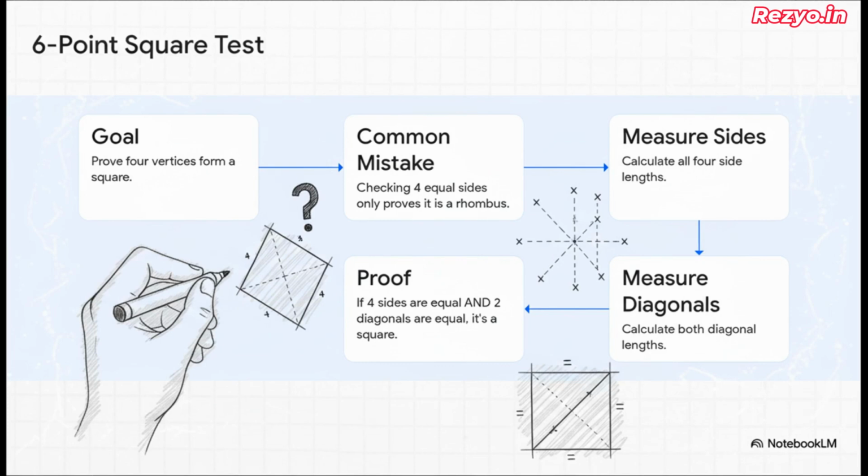So let's put this tool into action. Imagine you have four points, and you need to prove, really prove, that they form a square. Now, your first instinct might be to just measure the four sides, right? But hang on, be careful. If you only do that, all you've proven is that it's a rhombus. To be absolutely sure it's a square, you need the full six-point check. You use our distance ruler to measure all four sides, and then you use it again to measure the two diagonals. If those four sides are equal, and those two diagonals are equal to each other, then you've got yourself a square. No doubt about it.